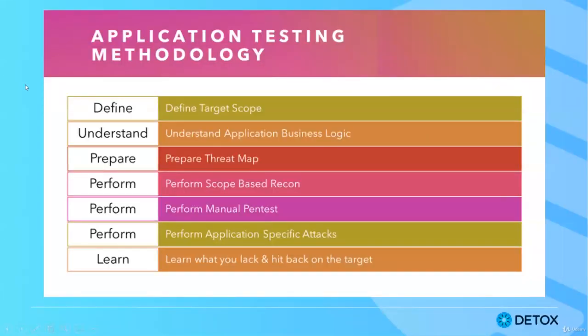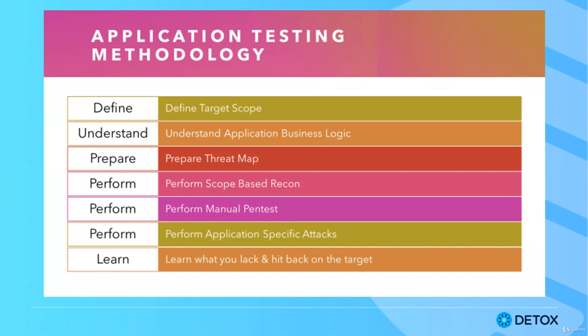The first thing is the application testing methodology. The first step is to define your target scope. When you are doing pen testing or bug bounty, you should be sure that you are staying inside the given scope. So for defining the target scope, always read the outlines provided by your client or the bug bounty program. Once you know what your target scope is, start understanding the application's business logic.